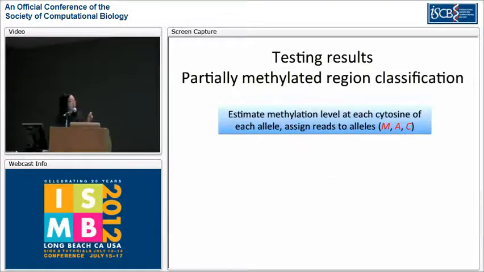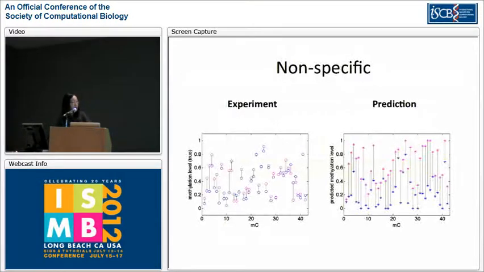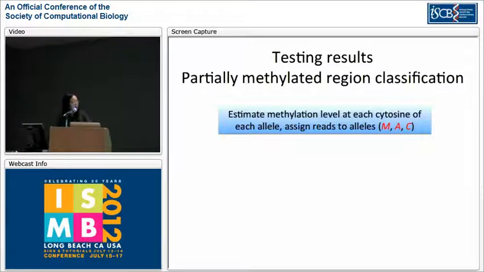So once we obtain all this individual methylation level, the methylation levels at all these individual sites, we still want to look at the entire region, to try to characterize whether the region is allele specific or not.